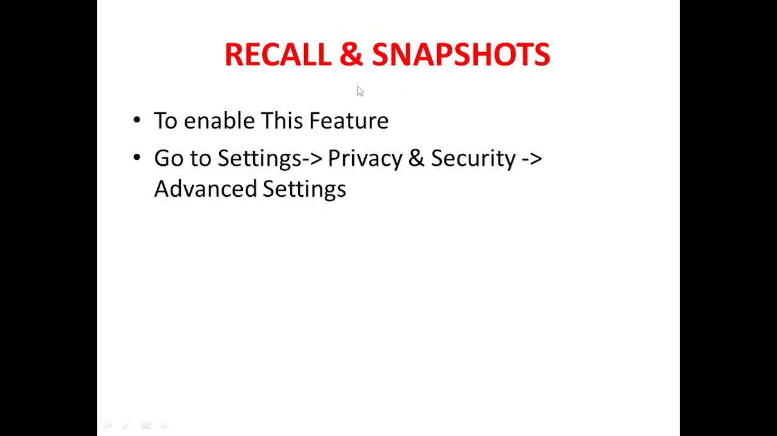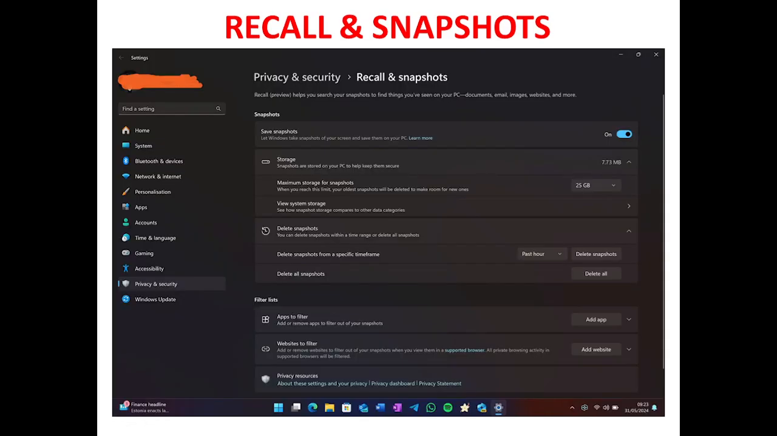So to enable this feature, you need to go to the settings, click privacy and security, and go to the advanced settings. After opening the Windows settings window, you need to go to privacy and security, click recall and snapshot, and just turn on this toggle button to enable this recall and snapshot feature. If you turn on this toggle button, it will automatically enable the recall and snapshot.